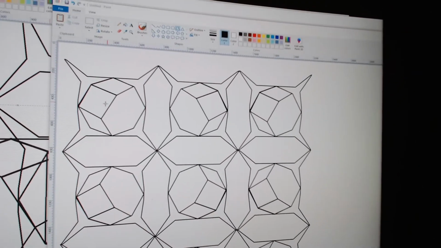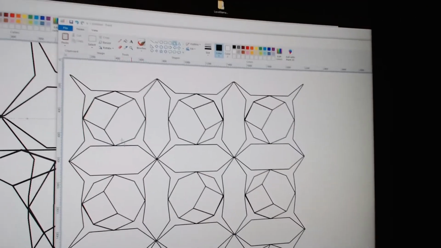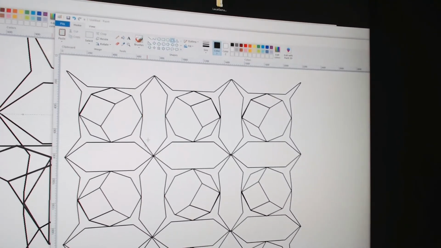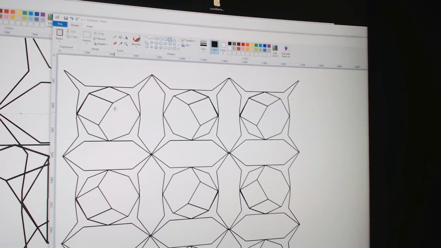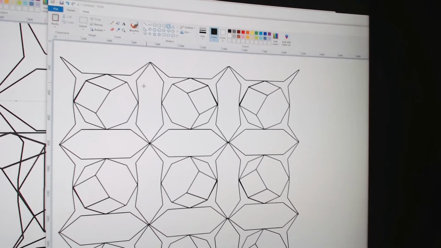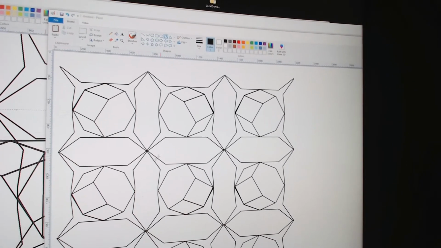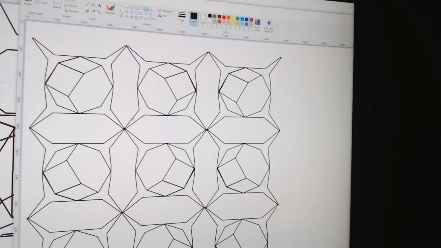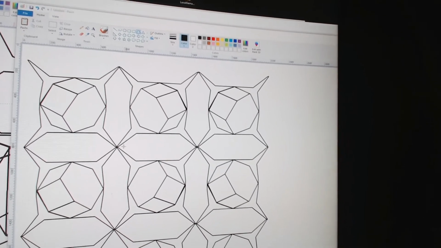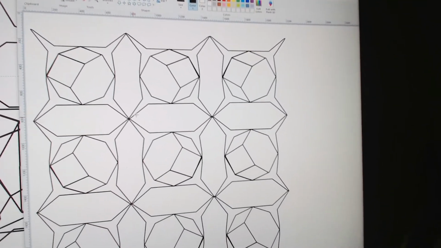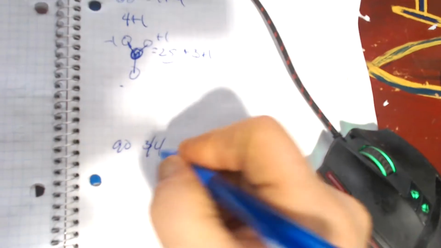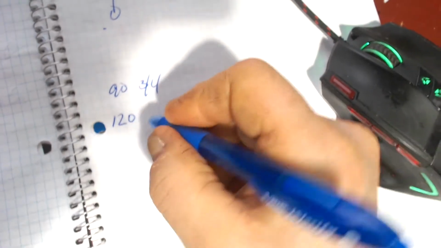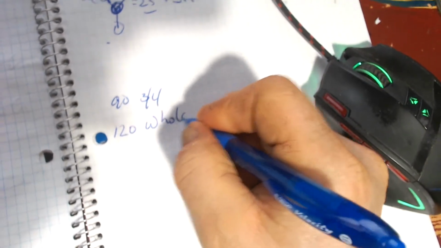So maybe we can understand the X. The X is 360, right? As the Y is 120, 3 times and 4 times. So we have to understand those polarities, which means what is the percentage between 90 and 120? It's 3/4. 90 becomes 3/4, and 120 becomes the whole.